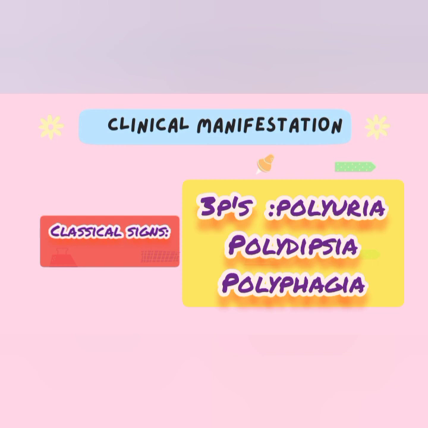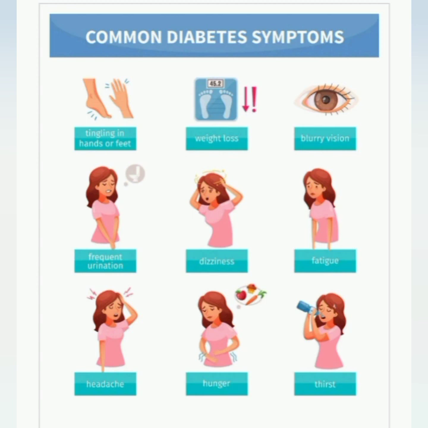Now, I would like to discuss the clinical symptoms of diabetes mellitus. The classical signs are the 3 P's. Polyuria, that is, a person will have excessive urination. Then polydipsia, a person with diabetes will have excessive thirst. He or she will feel thirsty. Then polyphagia, a person will eat excessively. Other common diabetes symptoms are tingling sensation in hands or feet, weight loss, blurry vision, weakness, dizziness, frequent urination, headache, and feeling hungry as well as thirsty.